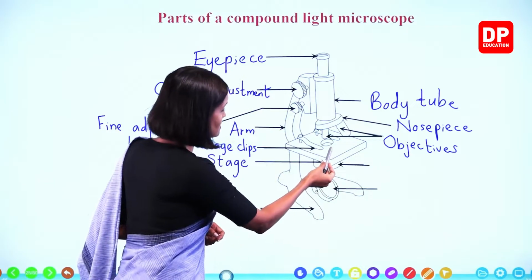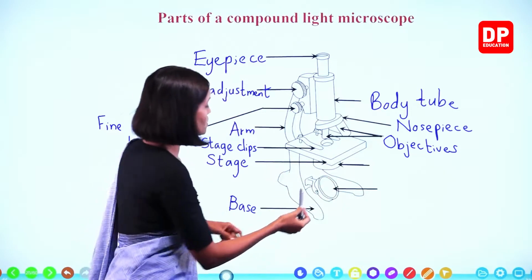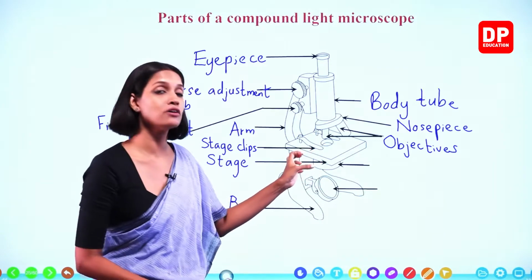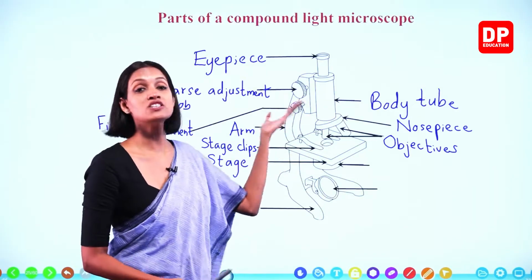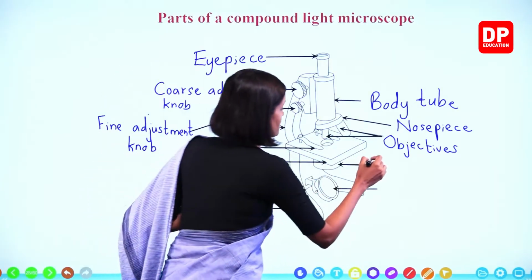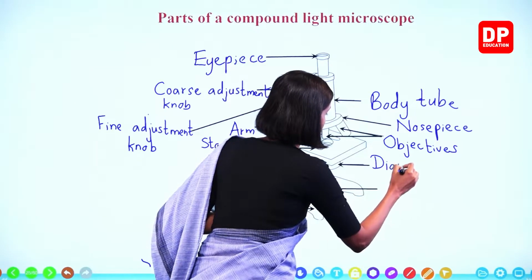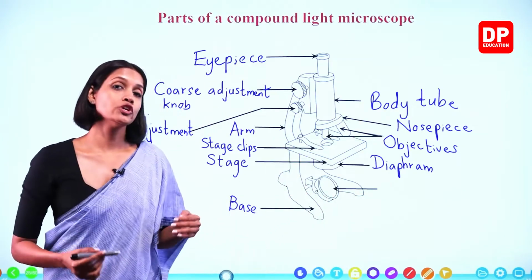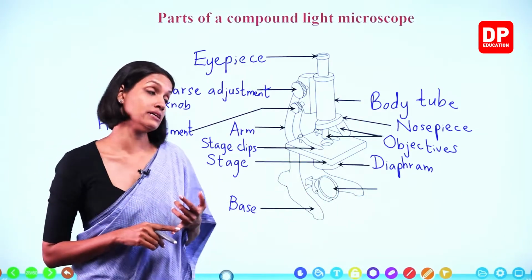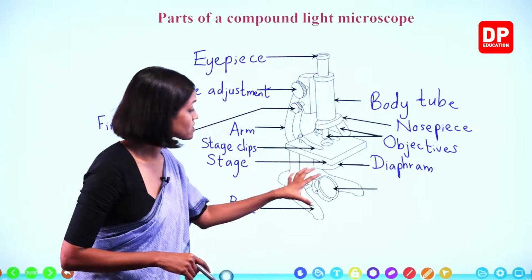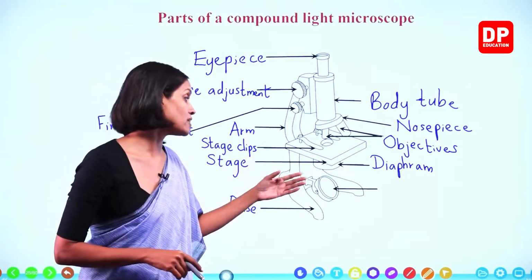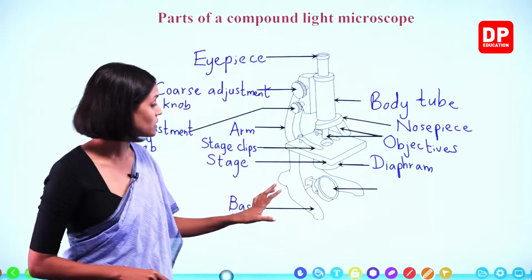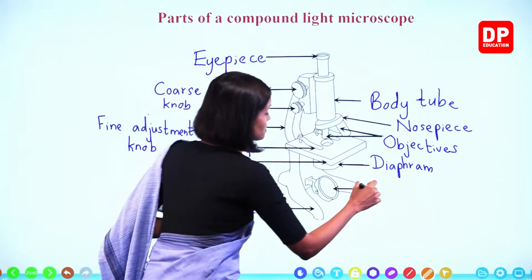What is this, children? Right under the stage, there's a part called diaphragm. Now, diaphragm is used to control the amount of light that is coming towards the specimen, right? Diaphragm. And this is the mirror. Do you remember in the 9th lesson we learned that in the light microscope, mirror is used. There are two types of mirrors. One side plane mirror, the other side concave mirror, right? So this mirror can be rotated. This is the mirror.